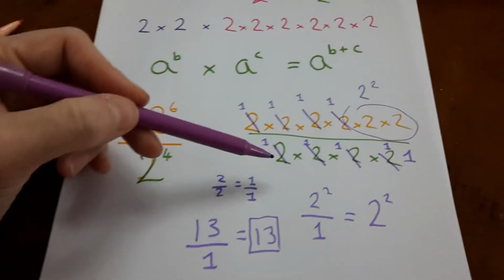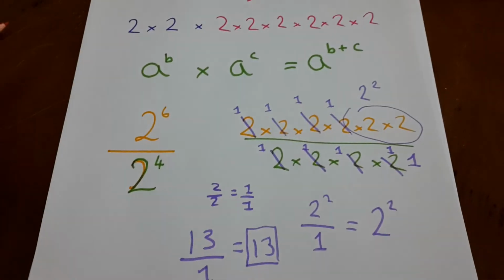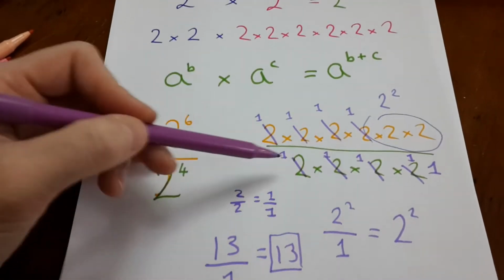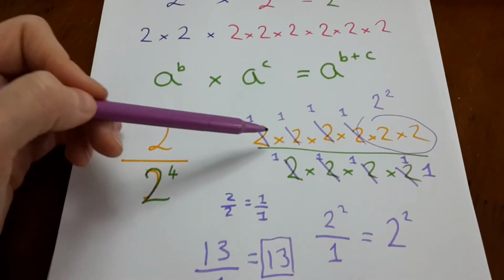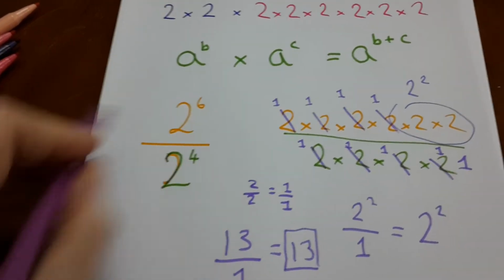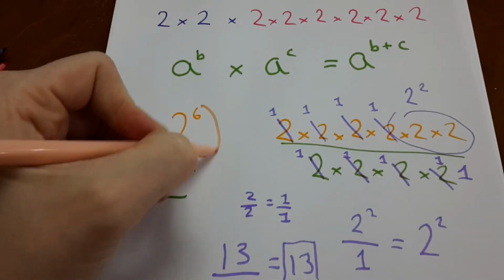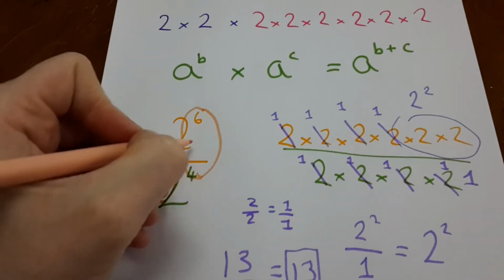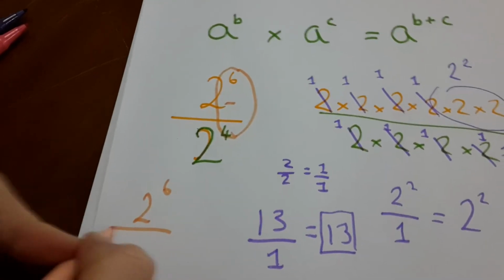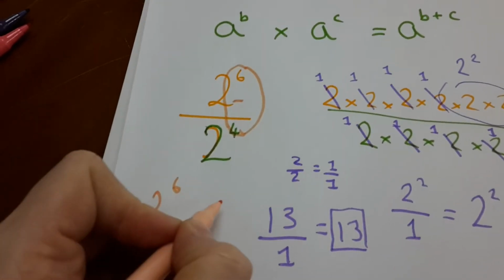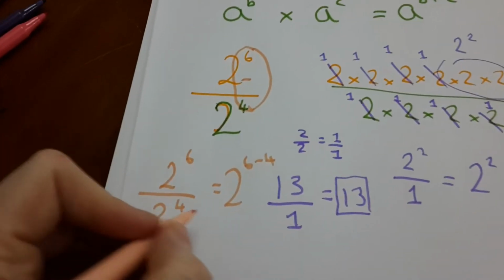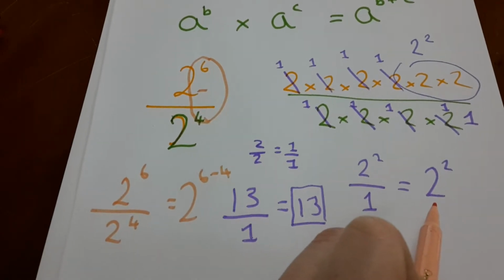Notice that because we're cancelling through, essentially what we're doing is we're removing whatever is the same on the top and the bottom. Now there were 4 on the bottom, but 6 on the top, so the difference between them is 2, so we have 2 left over. So the rule is that you would take 4 away from 6, so you minus them. So 2 to the 6 over 2 to the 4 would equal 2 to the 6 minus 4, which would give us 2 to the 2, which we've already worked out.